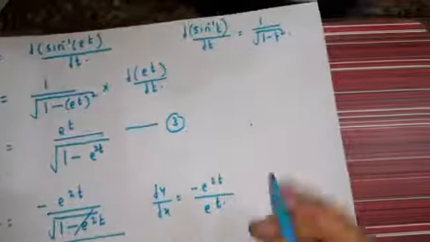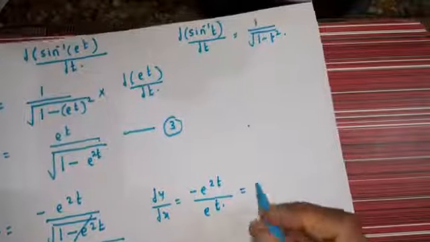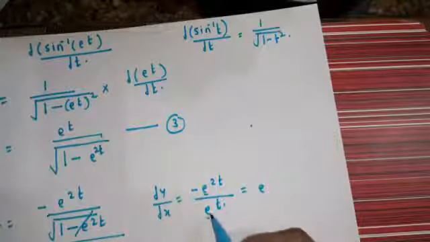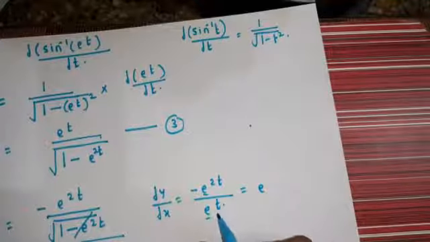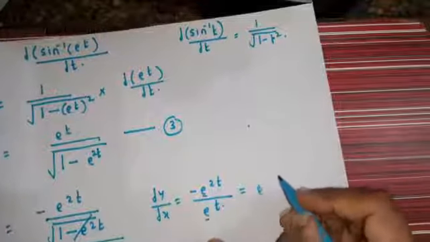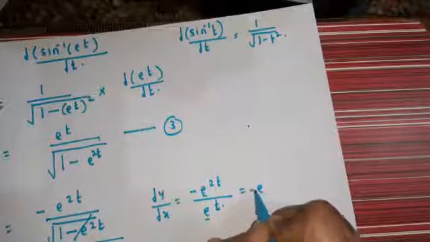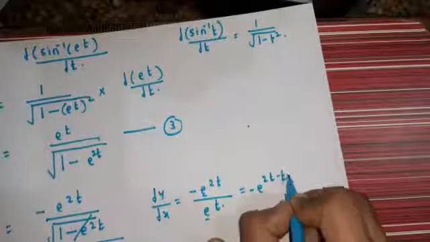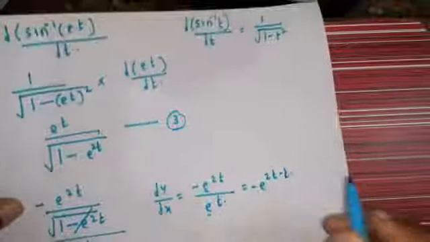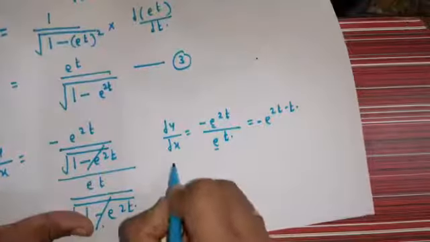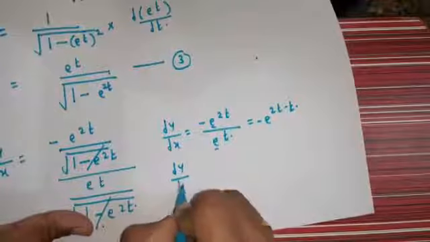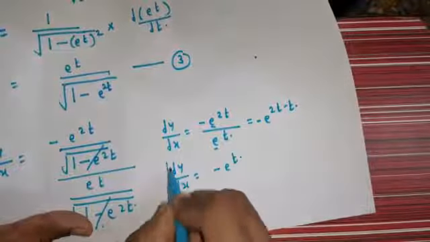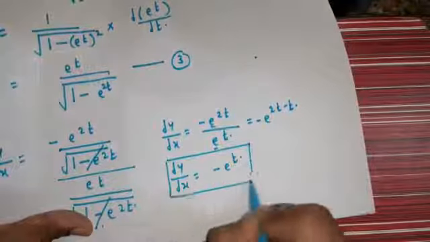Okay, students, by using the indices formula, the base is same, that is base e, and there is division, therefore there is subtraction of indices, that is e raised to 2t minus t, and that's why dy by dx equal to minus e raised to t. This is dy by dx.